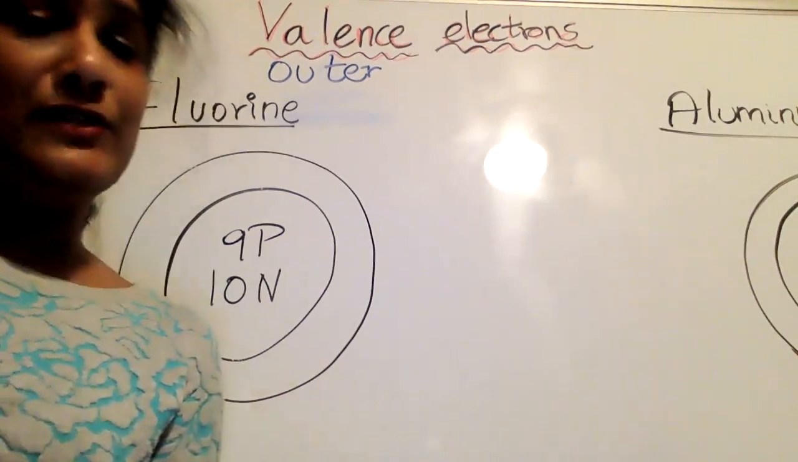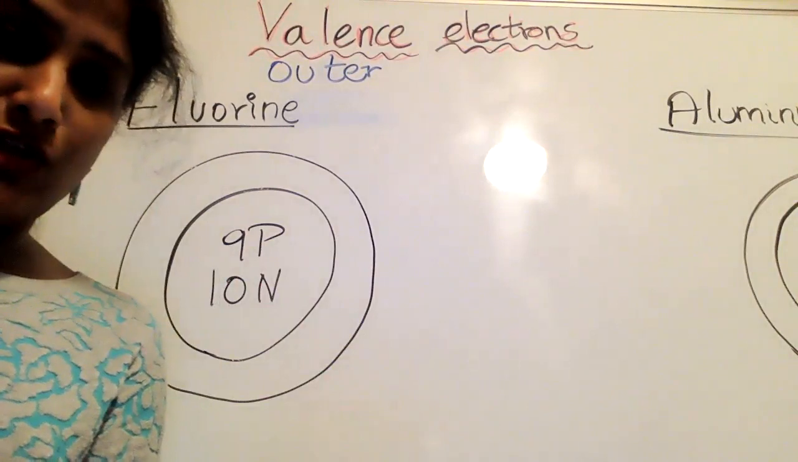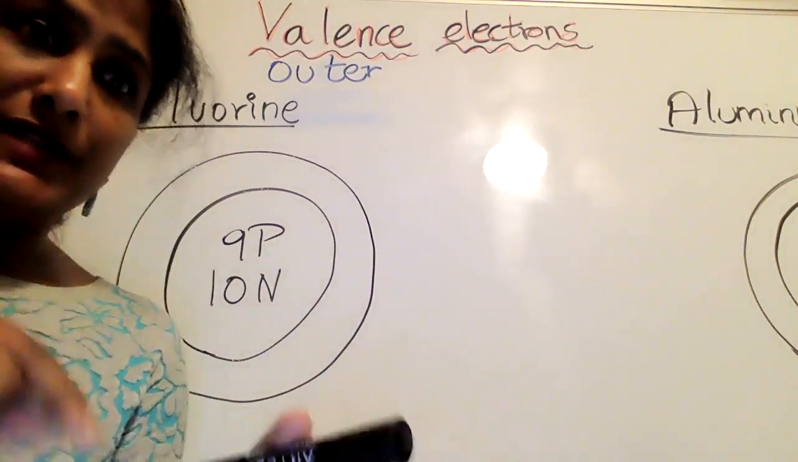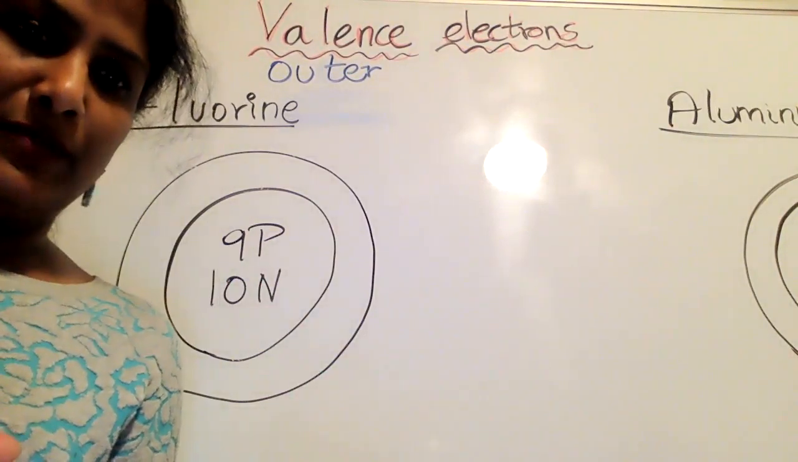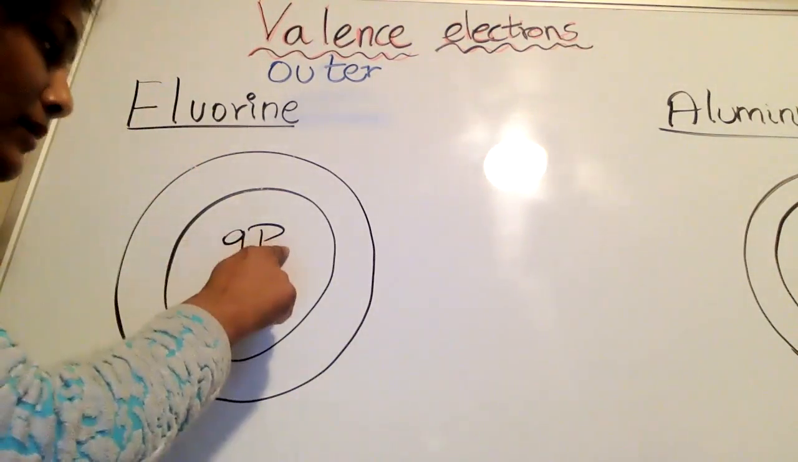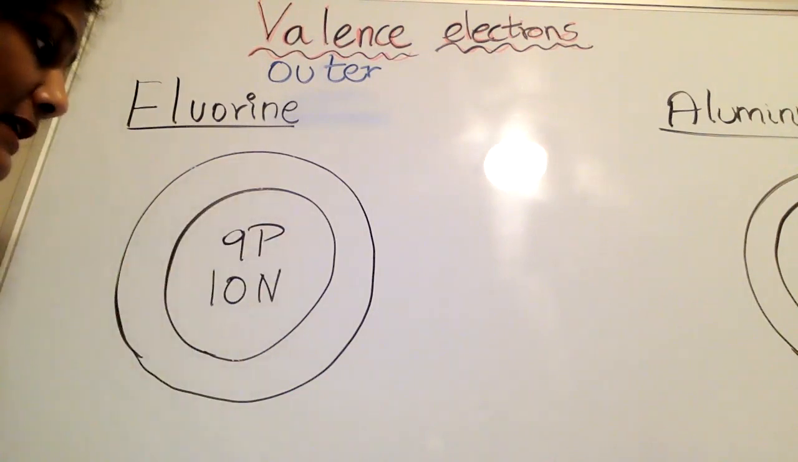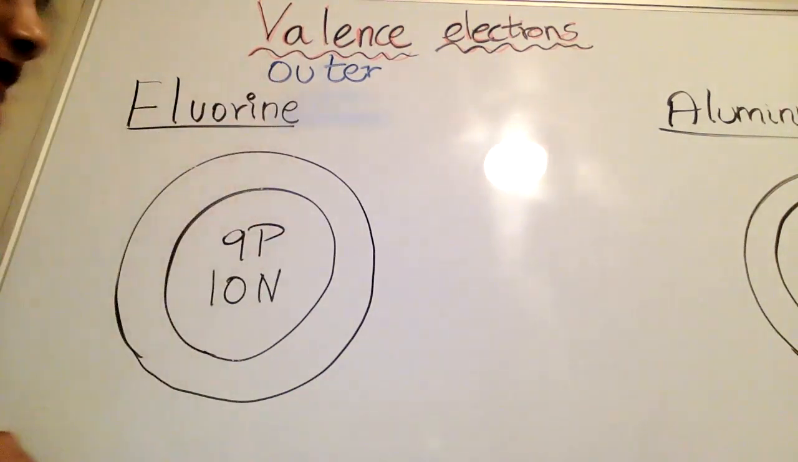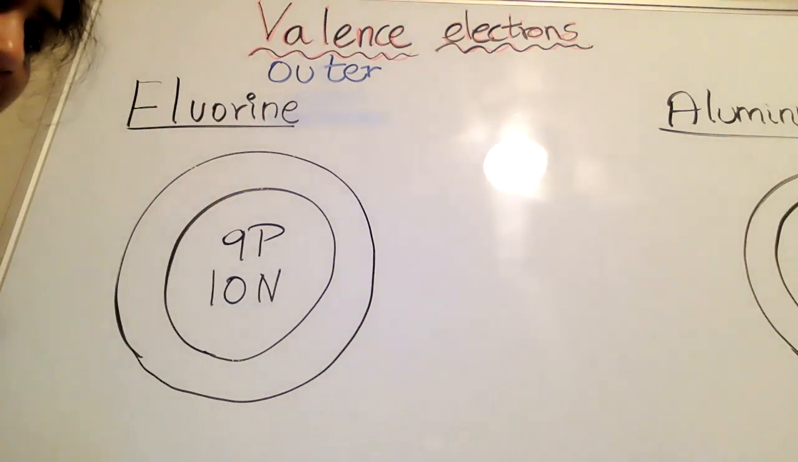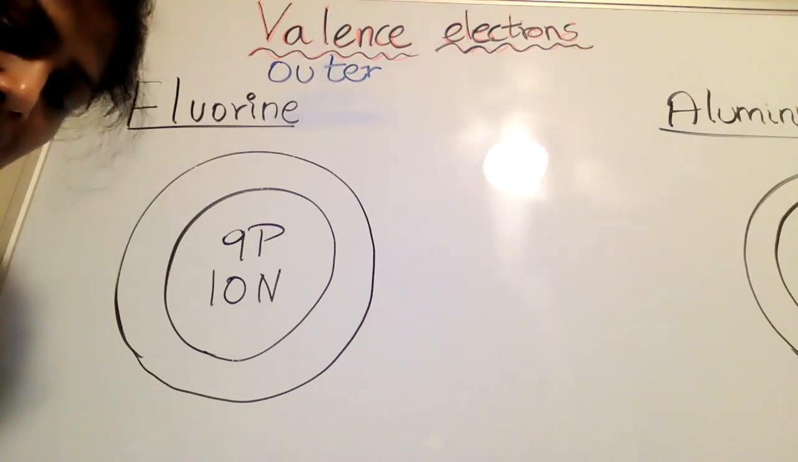Hello students, today I'm going to show you what is valence electron, what is core electron, and what is valence shell for these two examples. Okay, so the first example is fluorine. We know 9 protons and 10 neutrons are in the nucleus, and fluorine has 9 electrons. We know that. So now I'm going to fill the 9 electrons in the two shells.